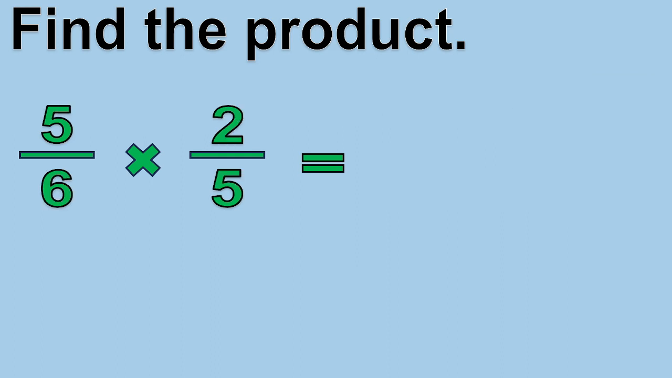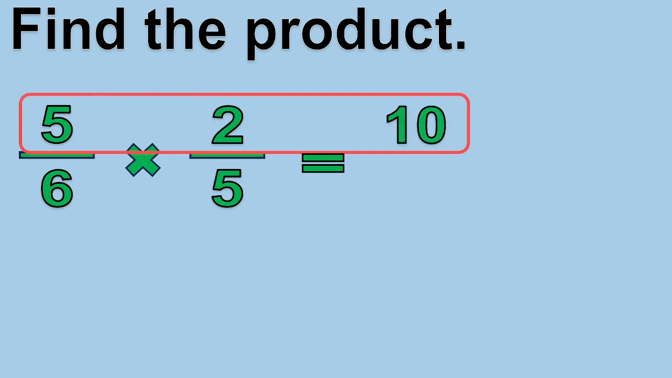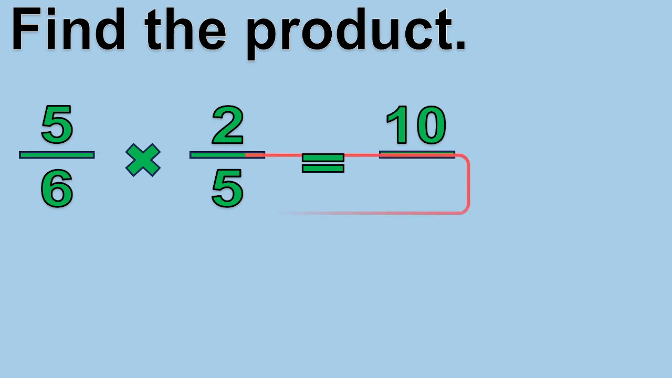Another problem. 5/6 times 2/5. First, multiply the numerators. 5 times 2 equals 10. Then, multiply the denominators. We have here 6 times 5 equals 30. Now, reduce 10/30 to its lowest form.